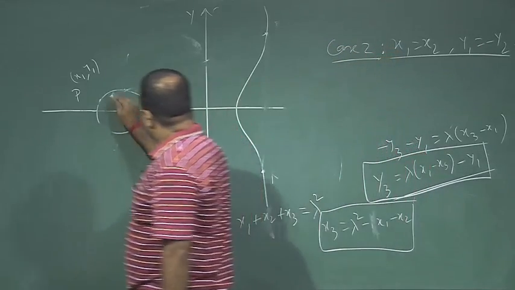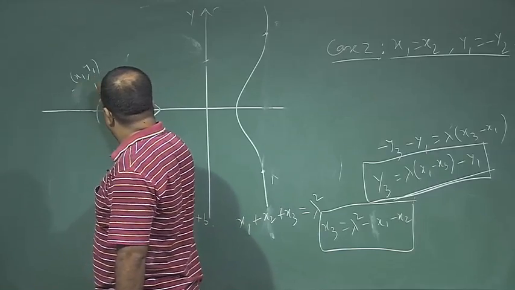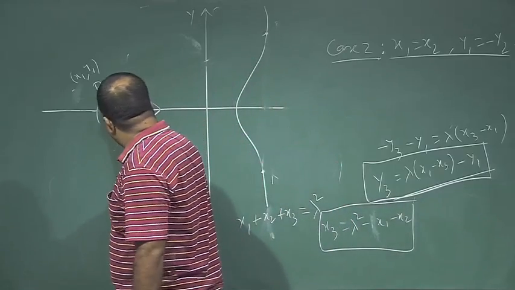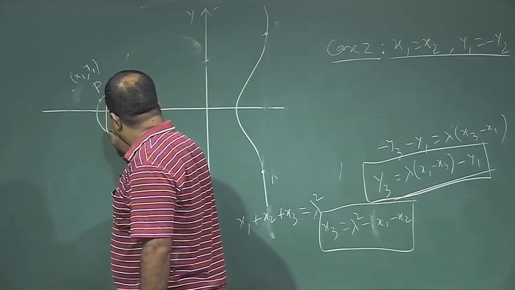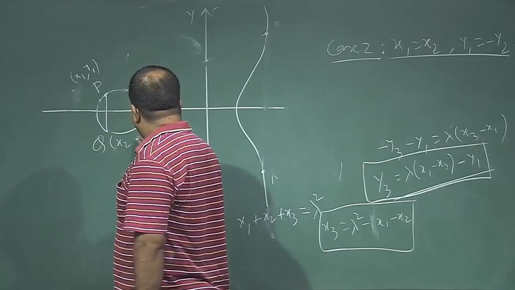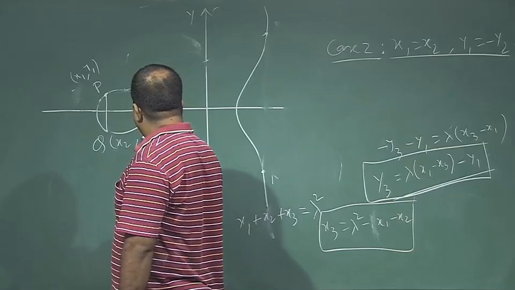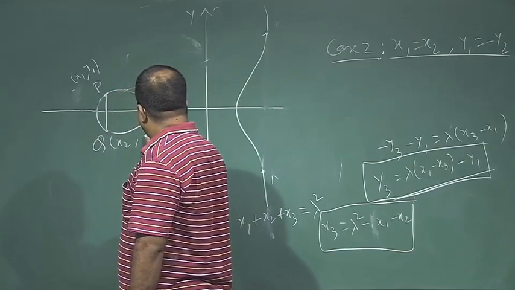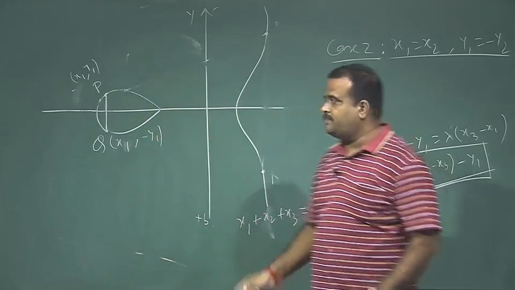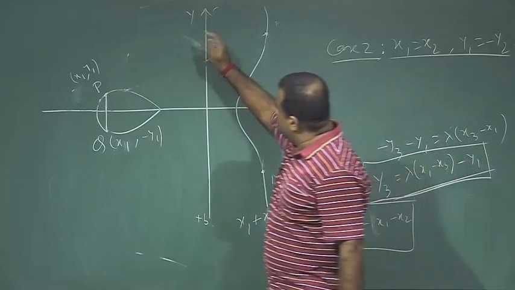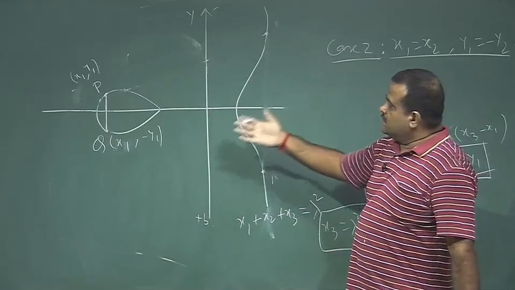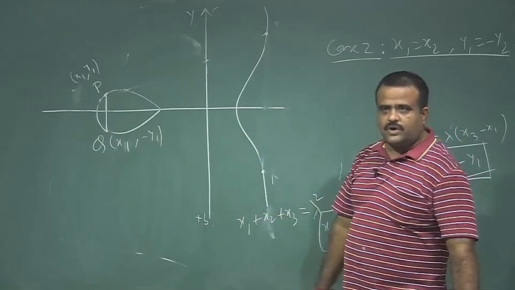Okay, so this means P is here, P is x1, and Q is x2 and minus y1. So this is x1 minus y1. So this is parallel to the other part of the curve. So then where is the third intersection? Because the third intersection is the sum. So here is the third intersection.